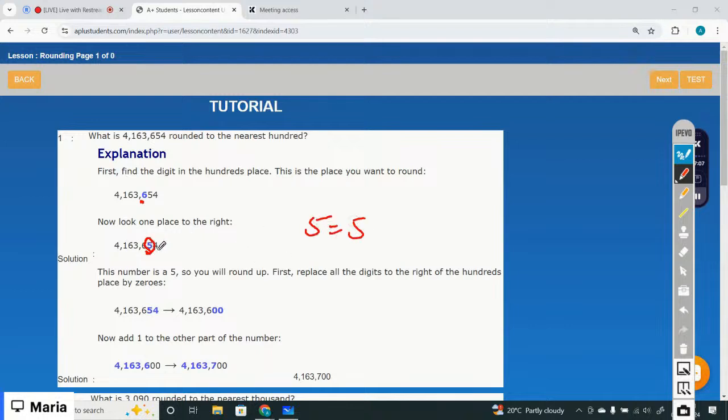So that means if that is equal to 5 or greater than 5, you need to round up. Round up means you need to add 1 to the hundreds digit. The hundreds digit is 6. You need to add 1, that makes 7, and replace the other two digits with 0. So when you round off the number, that is 4,163,700.